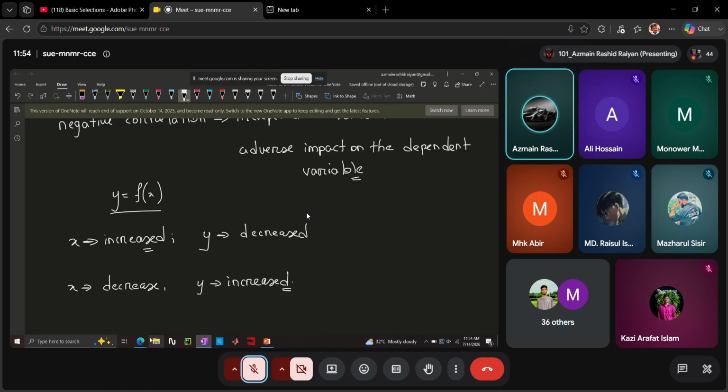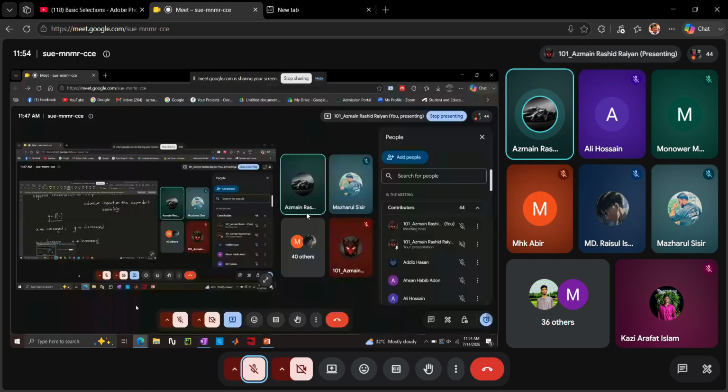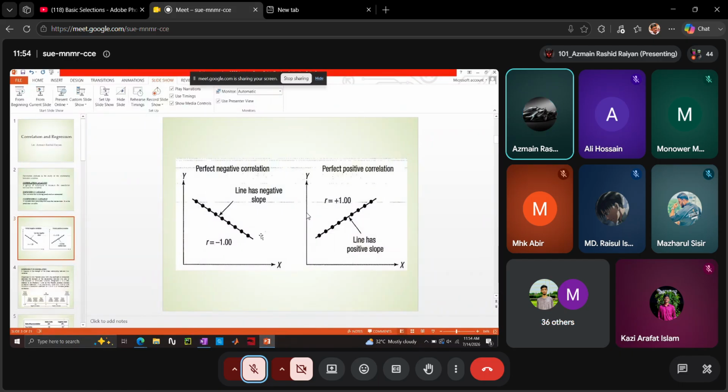So this is what these two graphs actually indicate. Here we can see two graphs. In one, the correlation coefficient is positive. You can see that with increasing value of x, the y value increases. On the contrary, the correlation coefficient is negative. That's why with increasing value of x, the y value decreases. So this is what the sign of the correlation coefficient indicates.